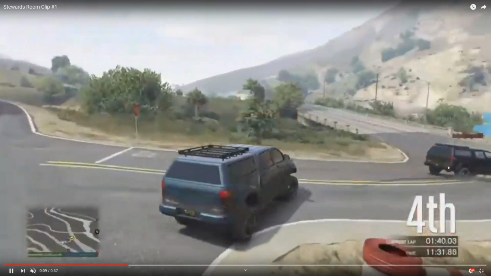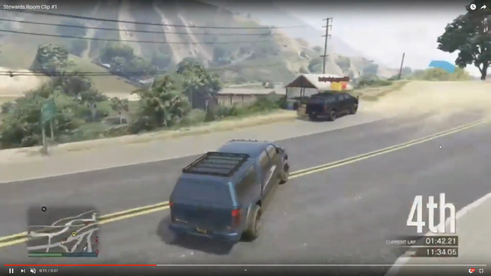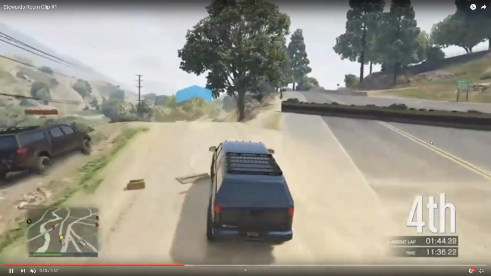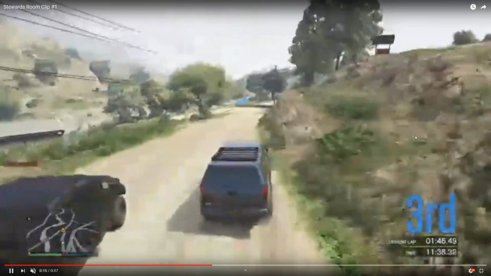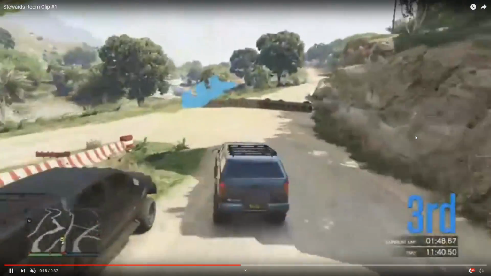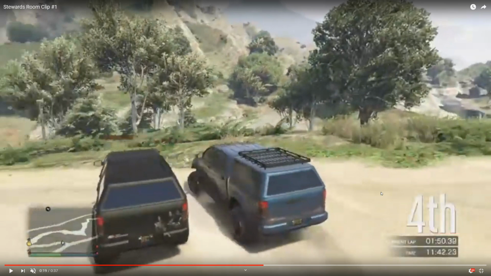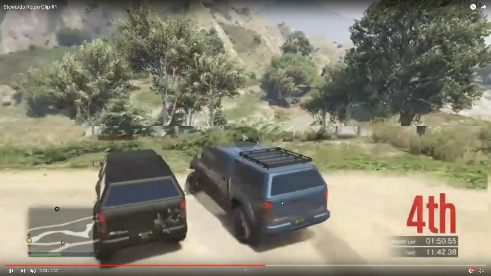We've got third place that basically runs a little bit too wide, hits that, and in reality at that point, third place, the black contender, should have given up the place to the blue contender because essentially he made him crash at that point. But we're not looking at that incident in particular. What we're interested in is this next incident here.